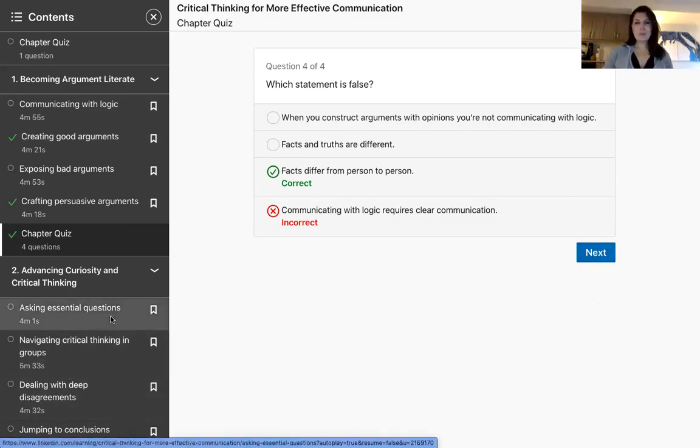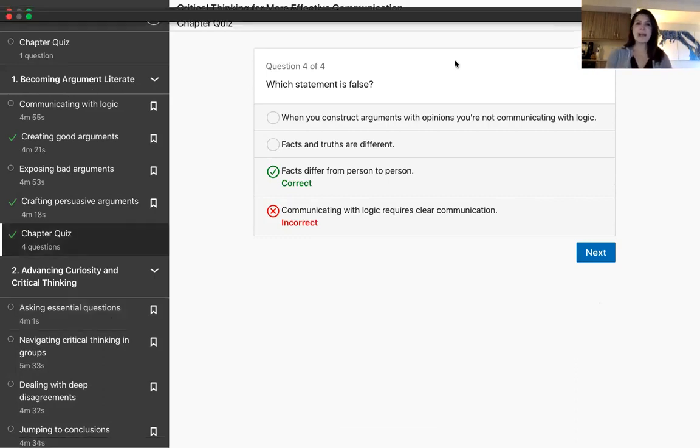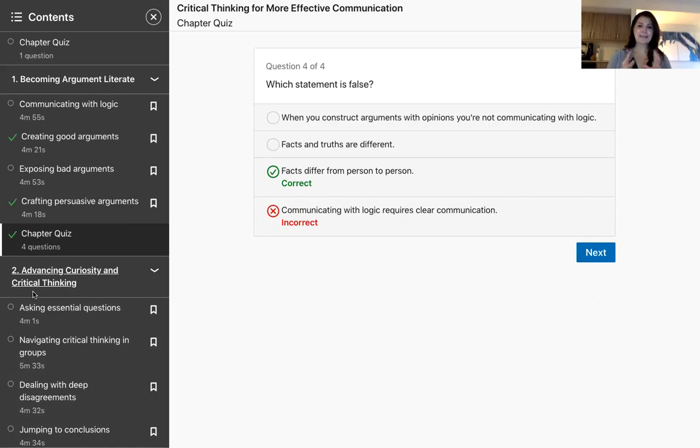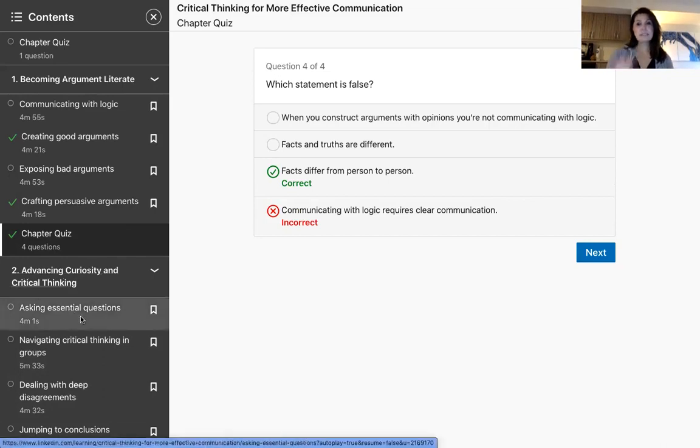So, asking essential questions is the next step in your argument. You're arguing your point of view with someone else, and you need to ask questions. How can you ask critical questions of the opponent, the person who is arguing the other side? This skill is absolutely essential. As I mentioned, it's not only debating skills or presentation skills, it's just communication skills.